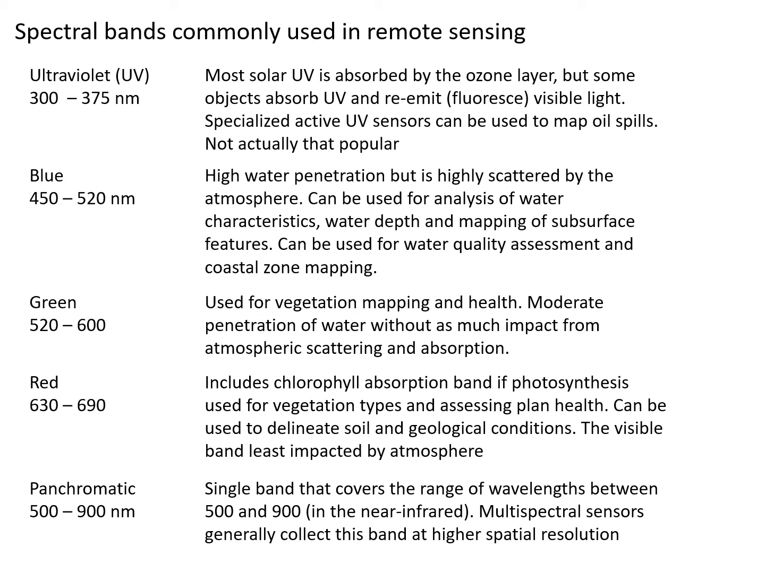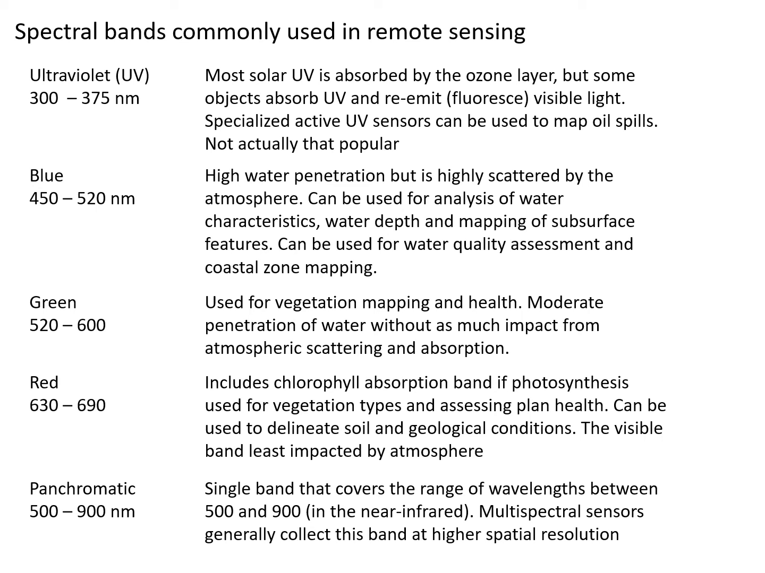Green can be used for vegetation mapping and health. It's got moderate penetration of water, and it's not as impacted from atmospheric scattering and absorption. And I should say that here, when we talk about scattering, we're talking about Rayleigh scattering, which affects the blue and the green much more than the red.